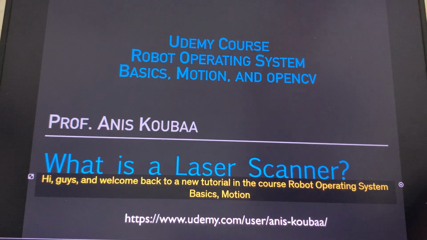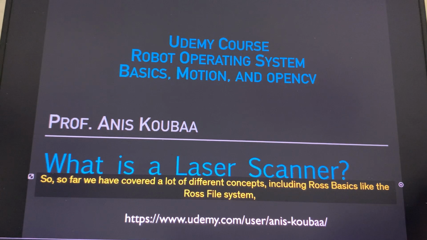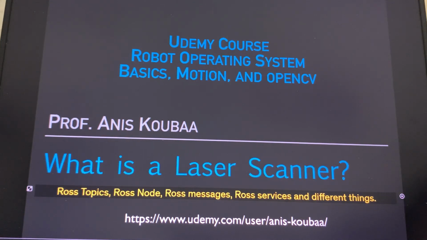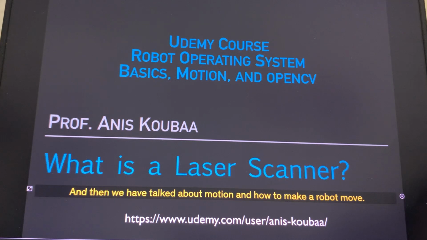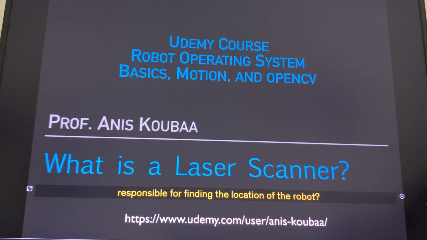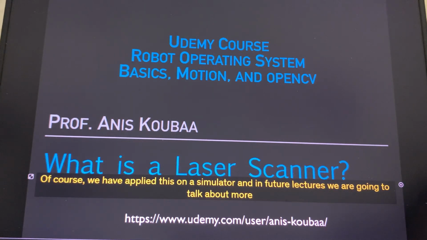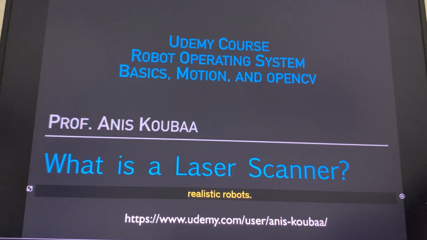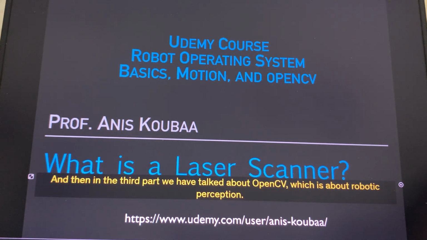Hi guys, and welcome back to a new tutorial in the course Robot Operating System Basics, Motion and OpenCV. So far we have covered a lot of different concepts, including ROS basics like the ROS file system, ROS topics, ROS nodes, ROS messages, ROS services, and different things. And then we have talked about motion and how to make a robot move, what are the different topics that are responsible for making the robot move, and other topics that are responsible for finding the location of the robot. Of course, we have applied this on a turtlesim simulator, and in future lectures we are going to talk about more realistic robots. And then in the third part we have talked about OpenCV, which is about robotic perception.